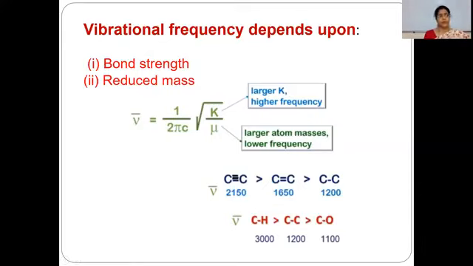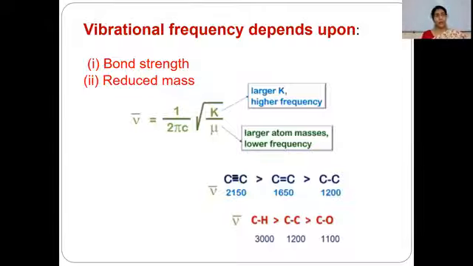Suppose the value of force constant for a single bond is 1 into 10 to the power 5 Newton per meter. Then for a double bond, this value will be double, and for a triple bond, it will be triple. As the bond strength increases, the value of force constant increases and more energy is required for the vibration of a particular bond. That's why the vibrational frequency value increases.